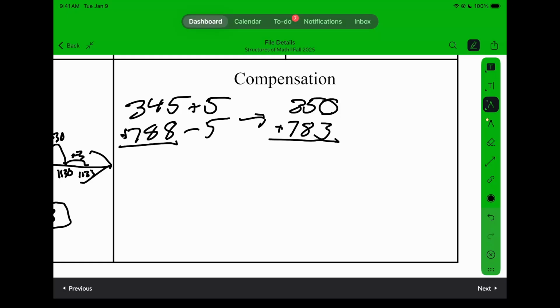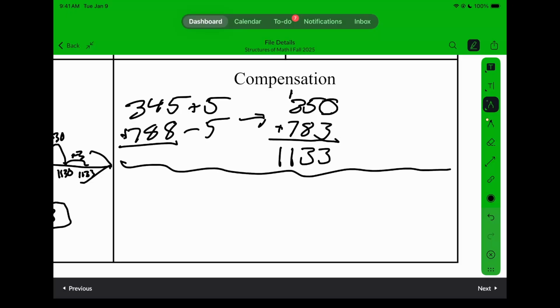That's a 0. Okay. The only issue is 8 plus 5 is 13. You still have to carry. And then 7 plus 3 is 10, plus 1 is 11. Still gets you 1,133, but you did have to carry in the tens.